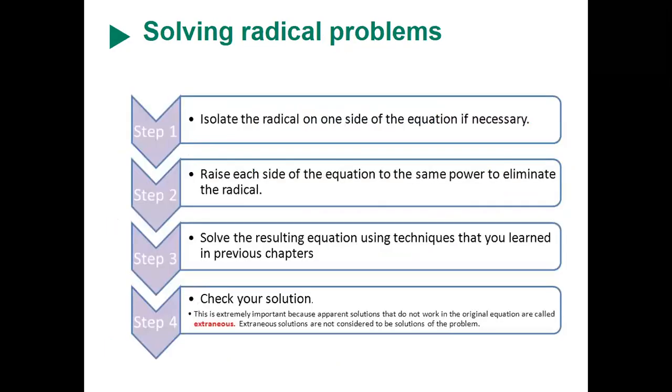Okay, now we're gonna go into radical problem solving. So step one, you wanna isolate the radical on one side of the equation if necessary. Step two, raise each side of the equation to the same power to eliminate the radical. Step three, you wanna solve the resulting equation using techniques that you learned in previous chapters, so factoring, whatever needs to take place. And then step four is check your solutions, okay?